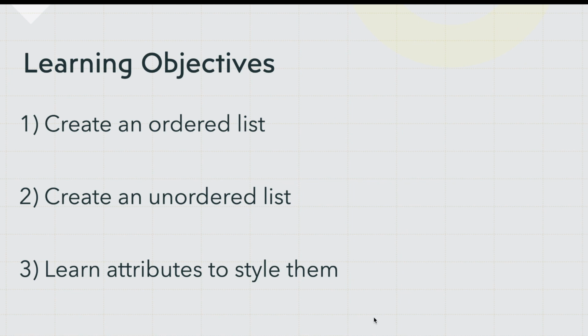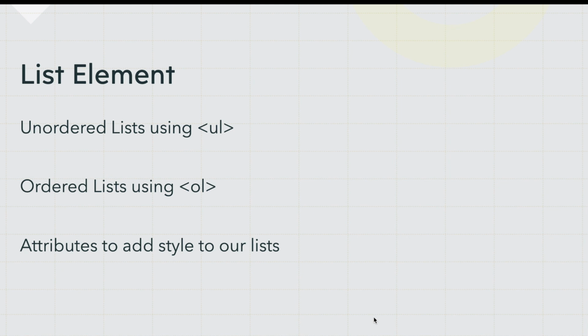So the learning objectives of this lesson are to: 1. Create an ordered list, 2. Create an unordered list, and 3. Learn attributes to style them. So we will learn how to add lists onto your HTML document, which is an important skill for HTML, and we can create 2 kinds of lists, unordered lists and ordered lists. And we can also use attributes to add style to both of these lists.